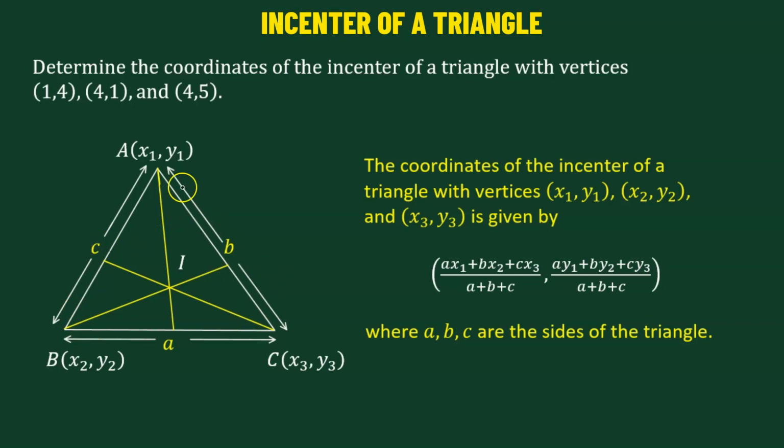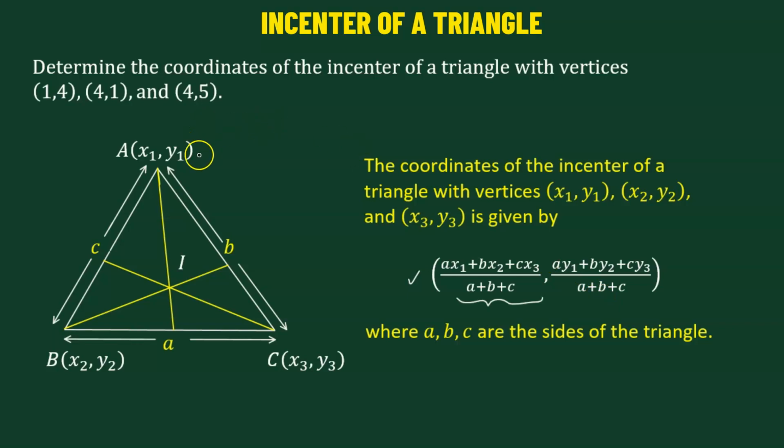Now in this particular case, since the coordinates of the vertices are known and also the sides of the triangle are known, using this information we can find the coordinates of the incenter of the triangle. This is given by this expression, where we can find the x coordinate by multiplying a with x1, b with x2, and c with x3, taking that sum and dividing it by a plus b plus c. Similarly, we can find the y coordinate.